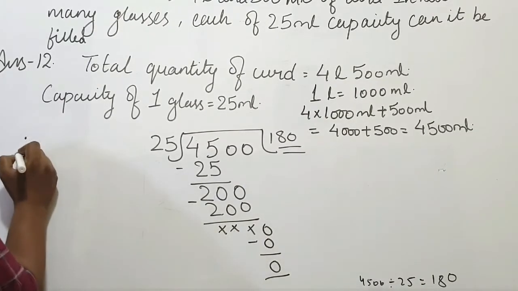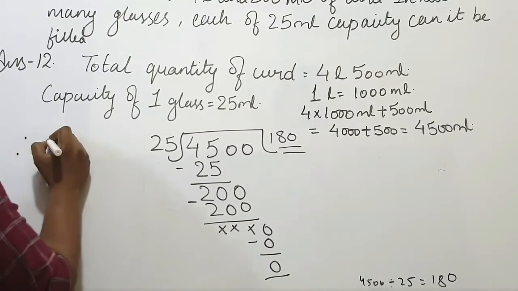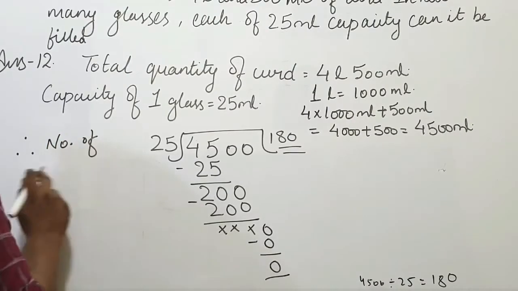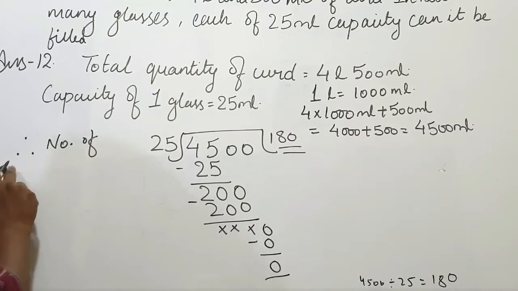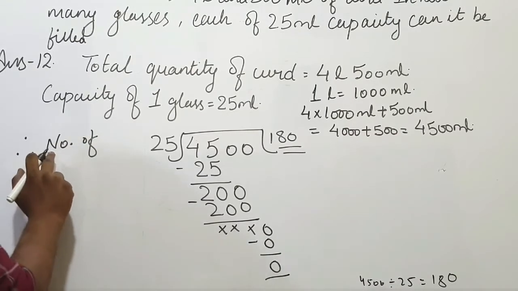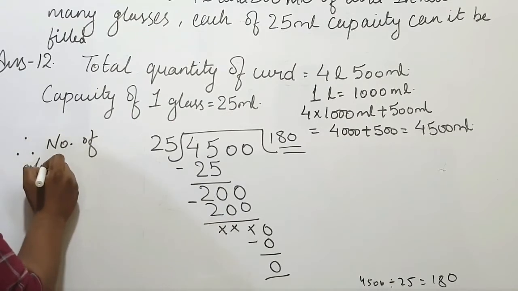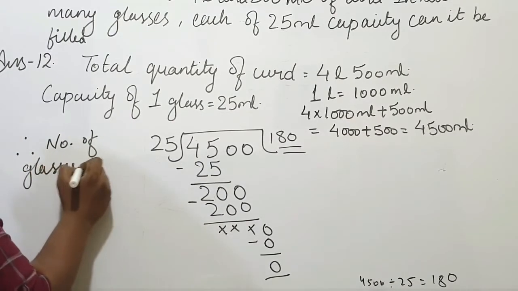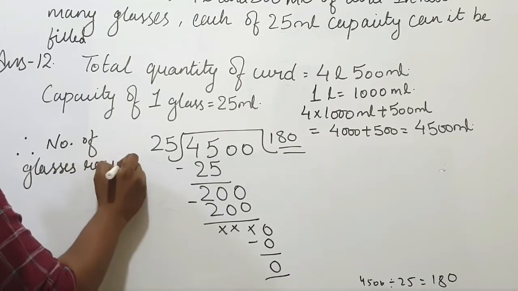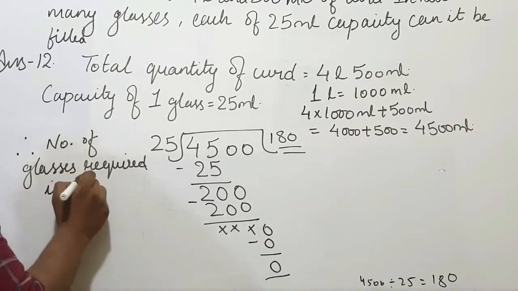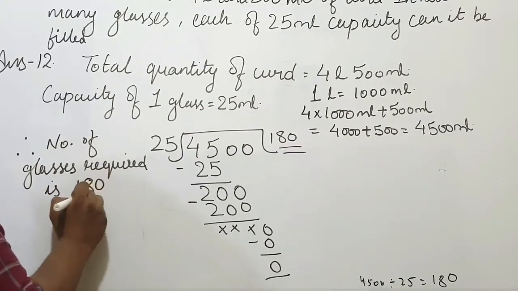So therefore, number of glasses required is 180. This three dots is there for therefore, and this is a short form of number.